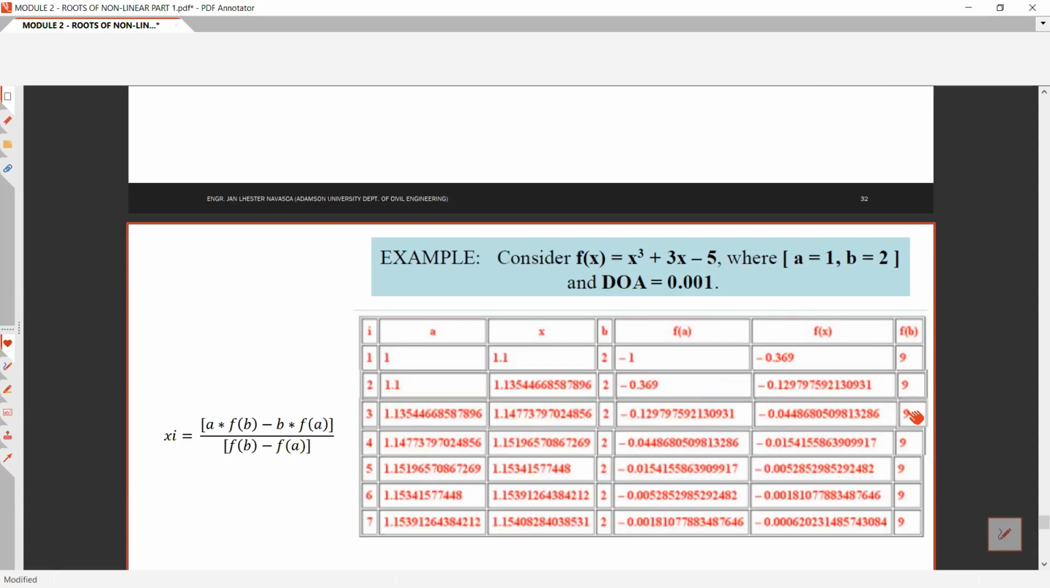Then, check again, pasok ulit dito sa xi. You will arrive at 1.14. Okay. So 1.14, sinolve mo to, negative 0.004044. Check mo yung degree of accuracy, 0.001, hindi pa po pwede. Mas malaki pa siya. Okay. So tuloy ka ulit sa iteration.